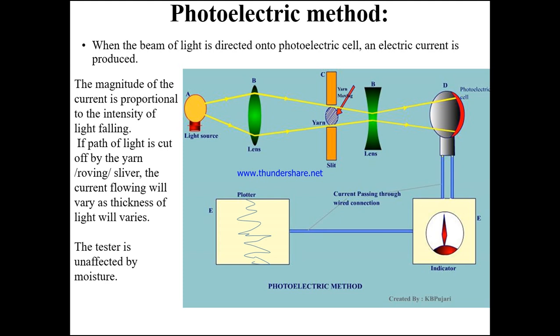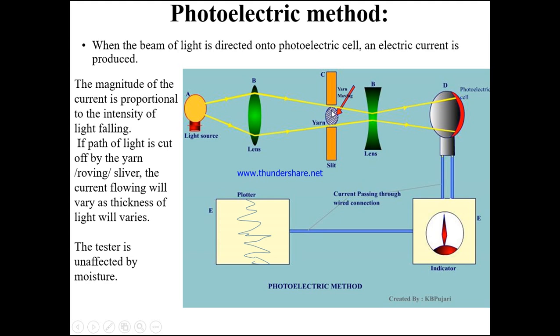The amount of electric signal is measured, and the instrument gives you information about the diameter of the yarn based on the electrical current generated by the detector, or the photoelectric cell. It's an indirect principle. This is the diagram of the instrument. It has a light source, a lens which converts the divergent beam of light to a parallel one, and a slit. In between the slit, the yarn is moving.